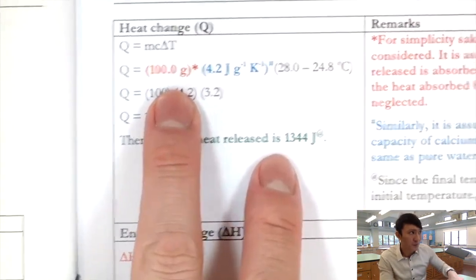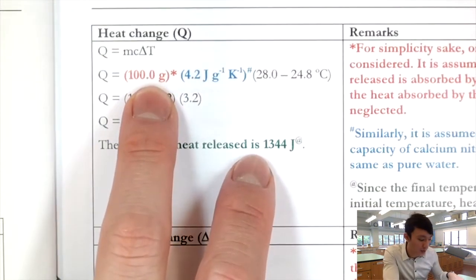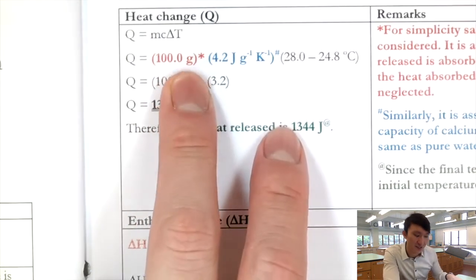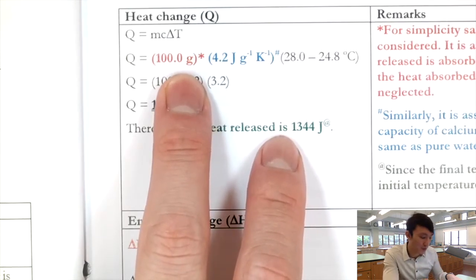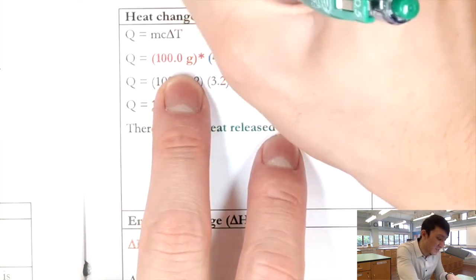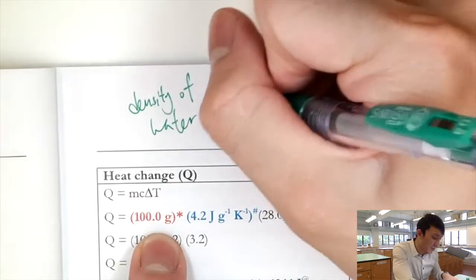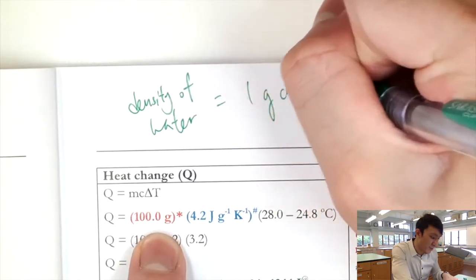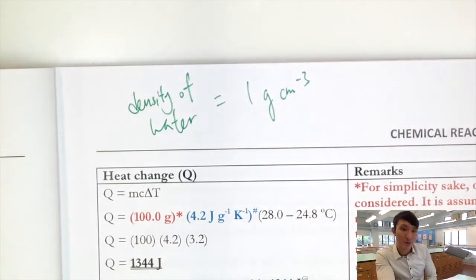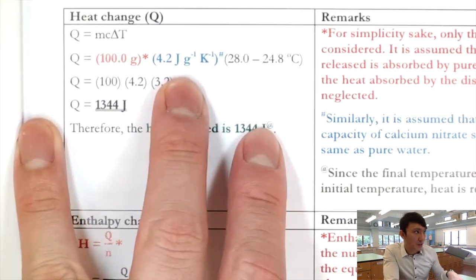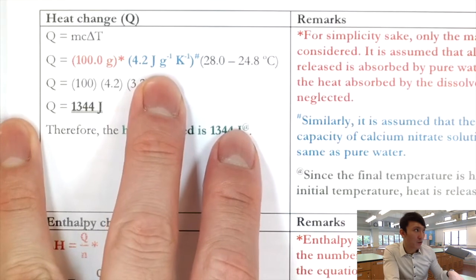Okay? But then you may say, sir, 100 cm cube, why is it 100 gram? Now, because you know that for water, the density of water equals 1 gram per cm cube. So that means 100 cm cube of water is exactly 100 gram. Okay? Now, this is the specific heat capacity of water, 4.2 joule per gram per Kelvin.